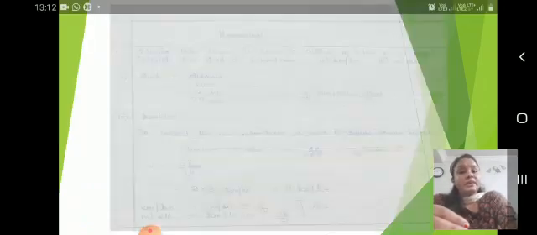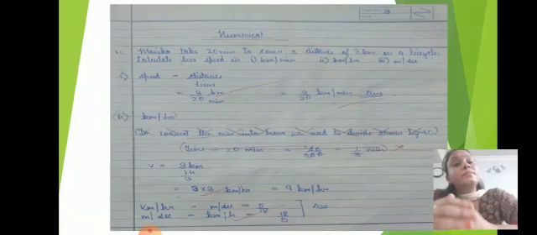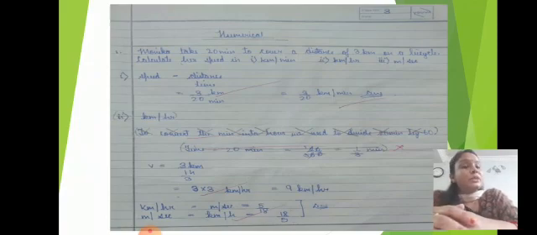Now you can see here one numerical. Monica takes 20 minutes to cover a distance of 3 km on a bicycle. Calculate her speed in kilometer per minute, second kilometer per hour, and third meter per second. First we will write the formula for speed. Speed is equal to distance by time. Distance is given here 3 km and time is given here 20 minutes. So distance by time, 3 by 20 km per minute, is the answer of the first.